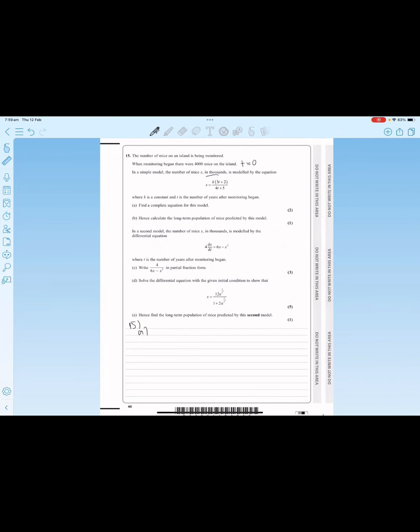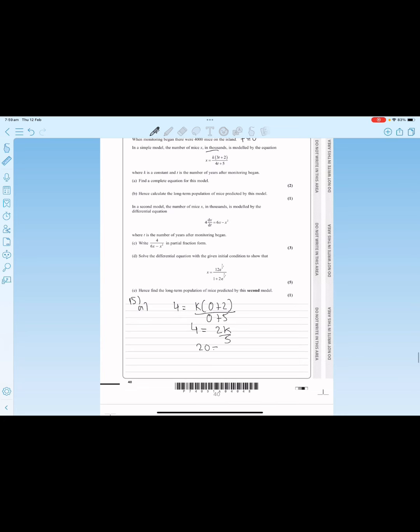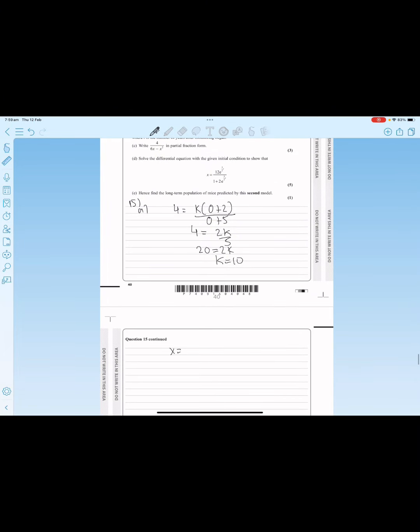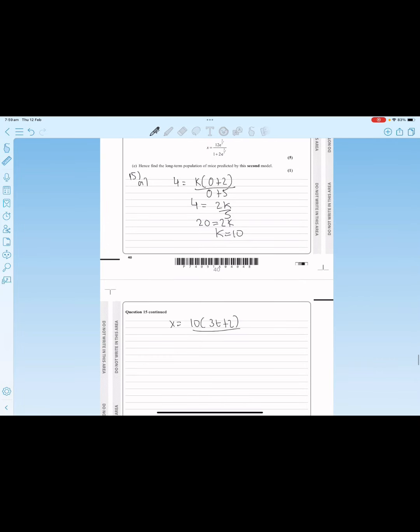Okay, so x is the number of mice in thousands. So if it's in thousands, x would equal 4, because it's 4,000. So 4 is equal to some k, and this is the value when t is equal to 0 at the start. So 0 plus 2 divided by 0 plus 5: 4 is equal to 2k over 5, 20 equals 2k, k is equal to 10. So therefore my model is just going to be x is equal to 10 times 3t plus 2 divided by 4t plus 5. There we go.